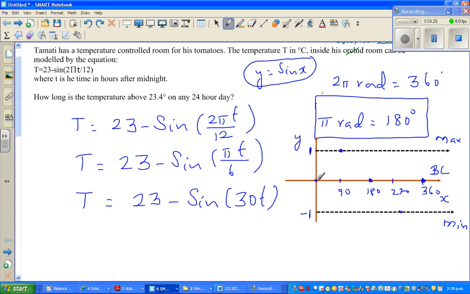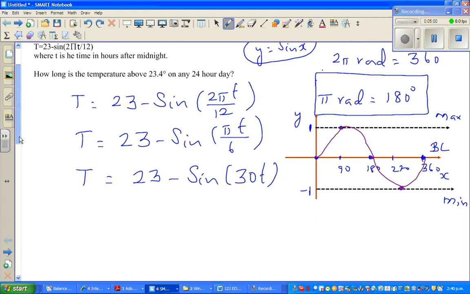It starts at the baseline and hits the maximum at 90. Let me use a different color, a royal color. So this is your sine graph. I could have drawn better. Okay, so this is what I mean. All other sine graphs are also transformations of this.